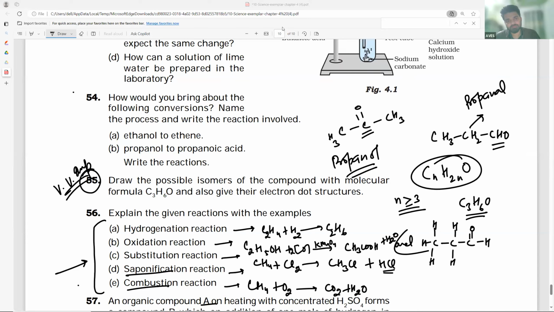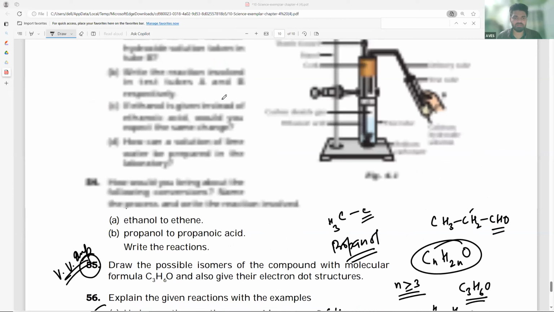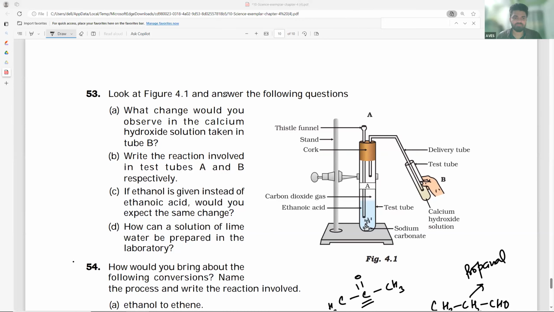First one is by using concentrated H2SO4, and the second one, alkaline KMnO4. Yeah, it is correct. Read question number 53 and do all the four parts. When you're done, please let me know, okay? Do all the four parts.